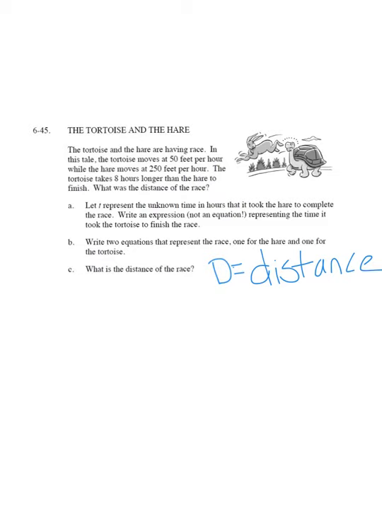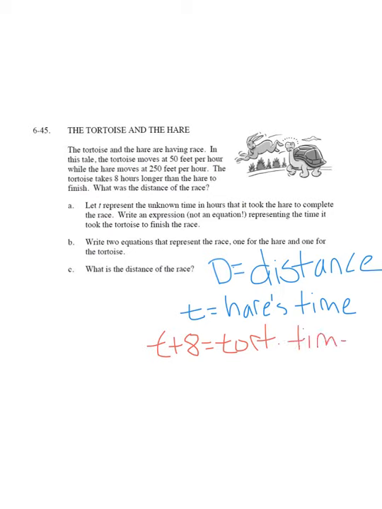Letter A says, let T represent the unknown time in hours it took the hare to complete the race. So T is the hare's time, the number of hours that took the hare to finish the race. Then it says to write an expression for the tortoise. Well, we don't know the number of hours it took the hare, but we know that whatever number of hours it was, it was 8 more hours for the tortoise to finish. So the tortoise's time was whatever the hare's time plus 8.